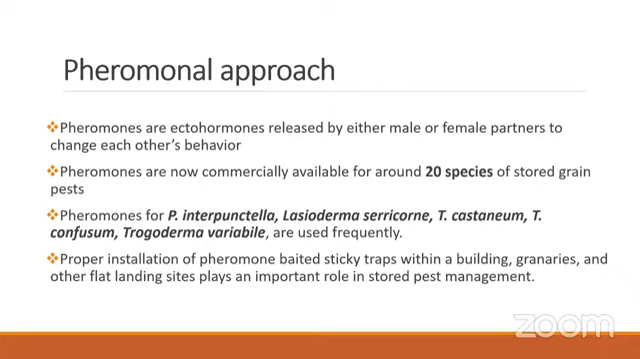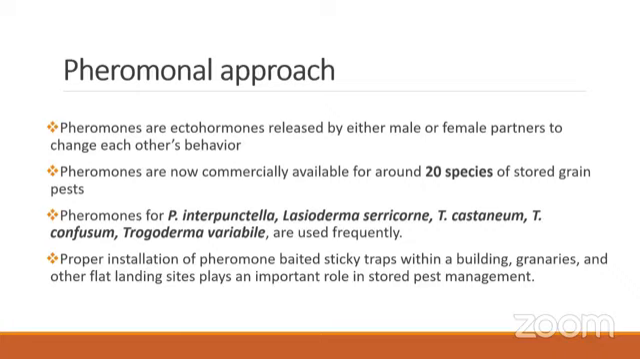Ectohormones means those hormones which are released in the outside environment. Because of these, they manipulate or change each other's behavior, the male or female. So what we have done is we are now producing it commercially to manage these pests. At present, pheromones have been produced for 20 species of stored grain pests. Pheromones for Plodia interpunctella, Tribolium castaneum and Trogoderma variabile are used frequently to manage their population.